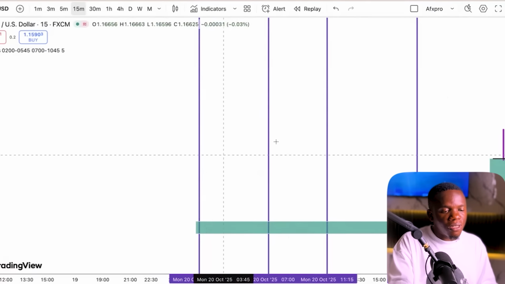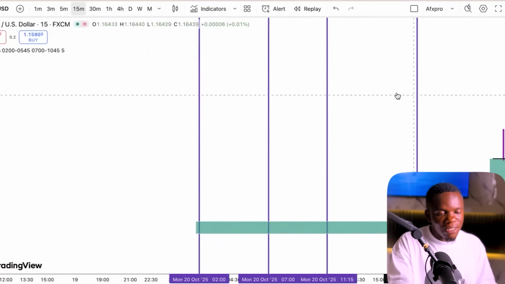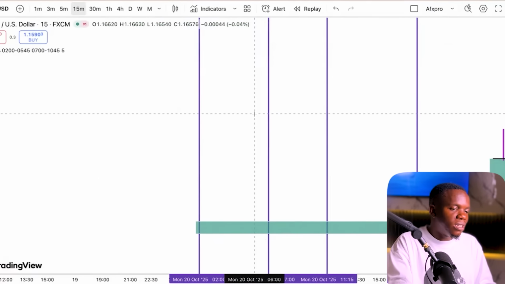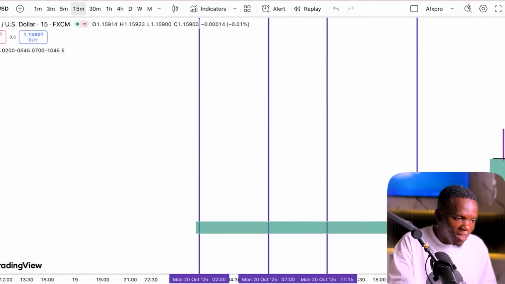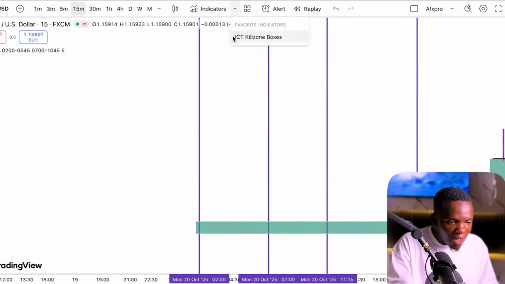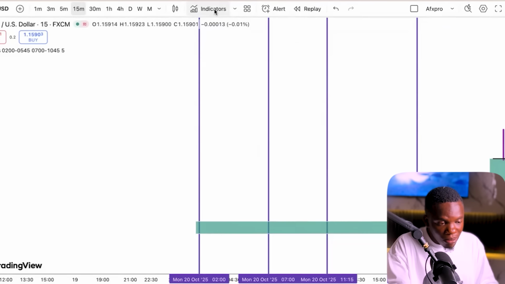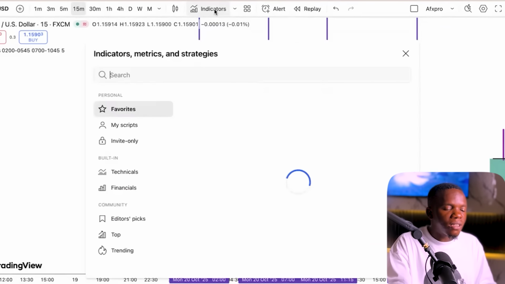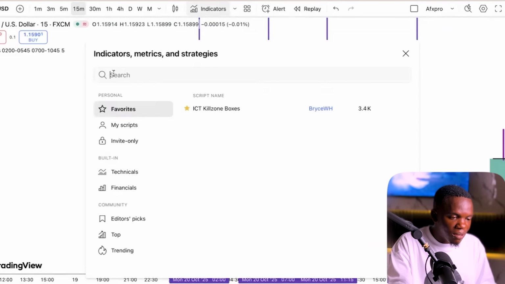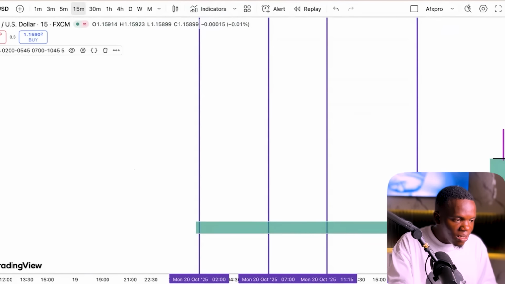If you don't want to be stressing yourself identifying this on a daily basis, what you need is just to add this indicator on your chart. Very, very easy. I can't trade without this indicator. You see right here, ICT Killzones. Just search it under the indicator tab. Just click on this indicator, then search ICT KZ right here. See, it's a favorite for me. Then it will be added, then you can set it up.